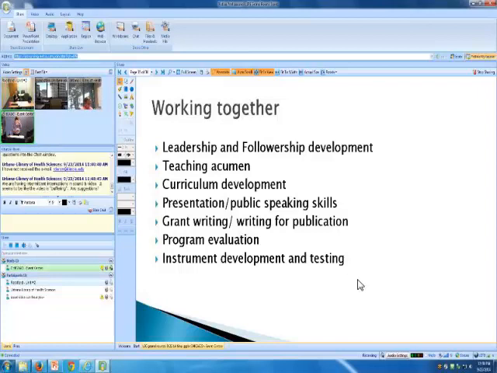And certainly, we're developing a lot of curriculum, so they have to learn how to develop curriculum. We're developing the NP residency curriculum right now, and we're developing it as kind of a doing while learning. So they really need some development: presentation, public speaking skills, grant writing, writing for publication, program evaluation, instrument development and testing. Certainly, academia, especially nursing, could partner and help develop some of our NPs at the sites.